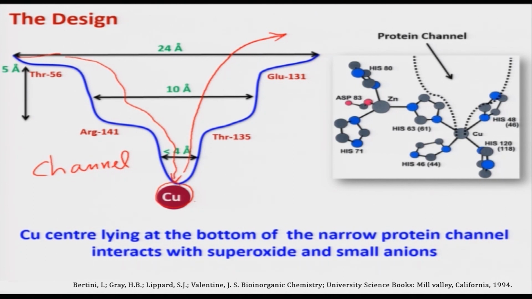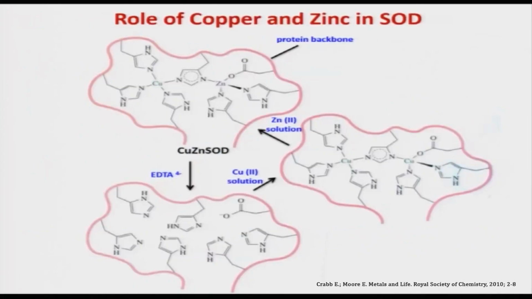So, the copper center lies at the bottom of this narrow protein channel and interacts with superoxide and other small anions. The design is such that only small anions can pass through and reach the copper. No big anions or other molecules can reach the copper center. Okay. Now, we try to understand the role of copper and zinc in copper zinc SOD. Whether the copper center is important, or the zinc center is important, or both centers are equally important.